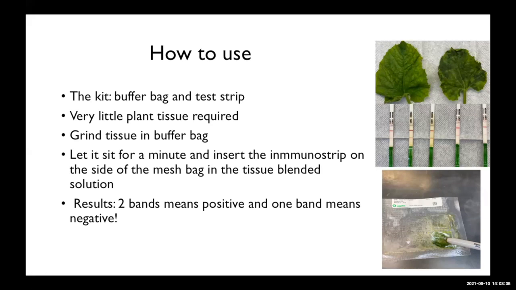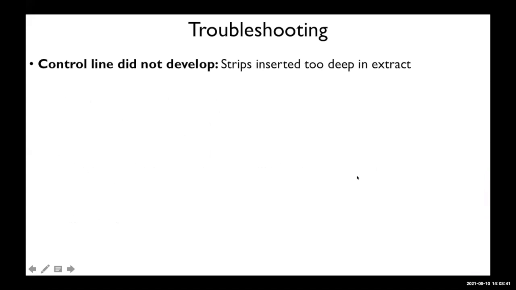So usually if you have 2 bands, it means positive. And if you have 1 band, it means negative. However, it's not always that simple that you get 1 band or 2 bands. Sometimes you do not get any control line at all. That means your test did not work.